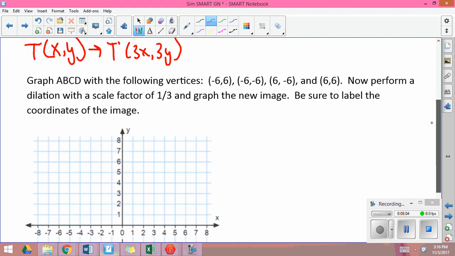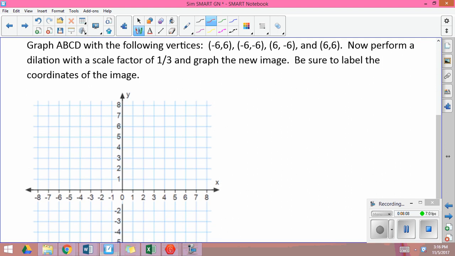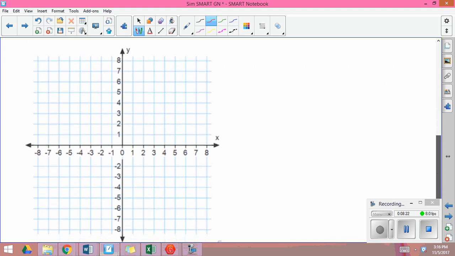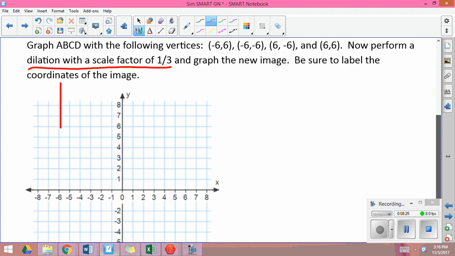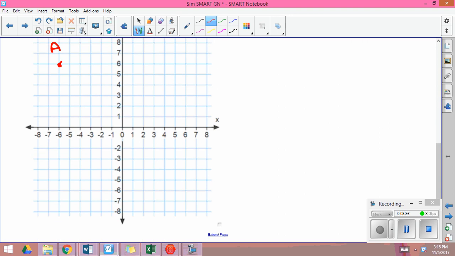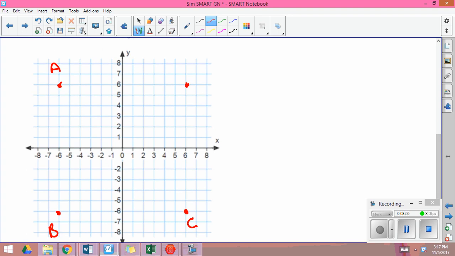If we look at an example with graphing, graph ABCD with those vertices, and then dilation with a scale factor of 1/3, so my figure is going to get smaller, and graph that new picture. So if I am graphing -6, 6, there's A, -6, -6, there's B, 6, -6, there's C, and D is at 6, 6. I have a nice big square.